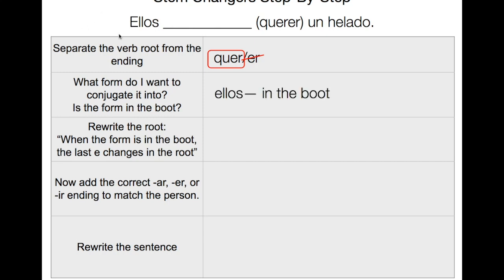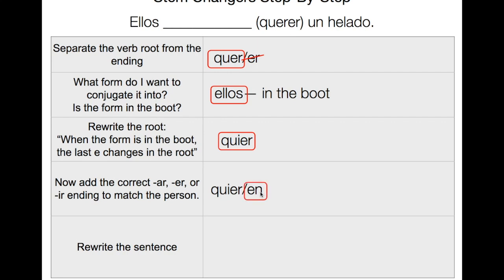In this case, we have ellos. Ellos is in the boot. Therefore, when you conjugate it, you have to change the e in the stem to ie. So rewrite the root, and when the form is in the boot, the last e changes in the root. Now add the correct AR, ER, or IR ending to match the person. In this case, since ellos is our subject in the sentence, we need the ending -en, because that's the ending for the ER verbs in the ellos form.